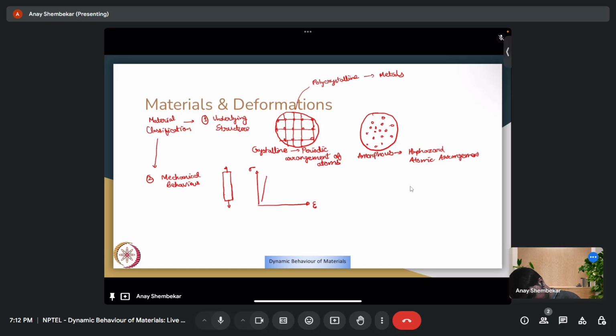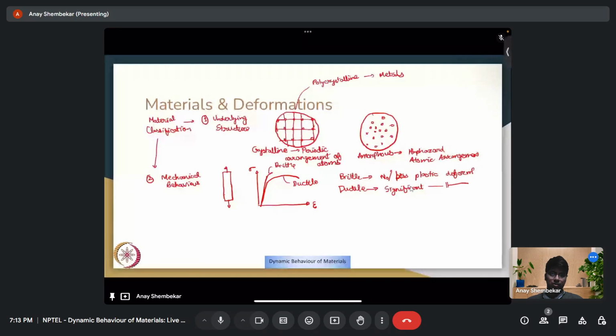Uniaxial, which is of the form. We have two different types of curves. This one is brittle, the other one is ductile. What do we see? Brittle materials have no or very little plastic deformation, whereas ductile materials would have significant plastic deformation. So based on what structure you have, this mechanical behavior is informed.